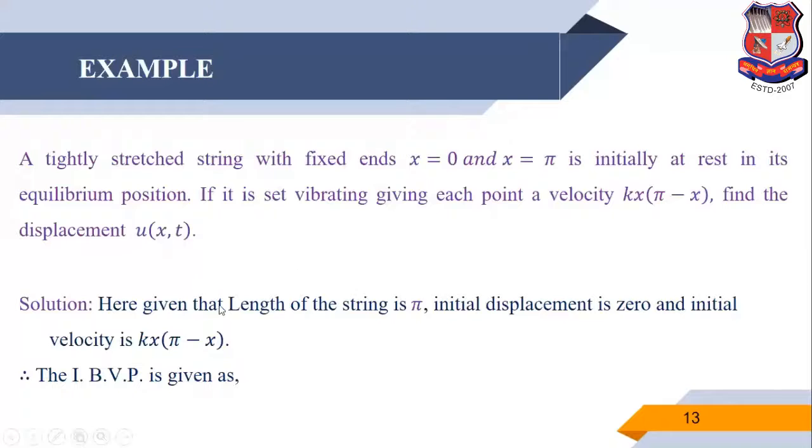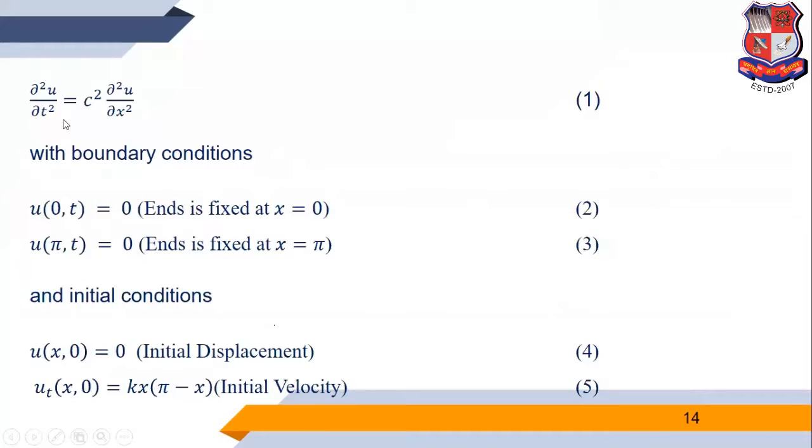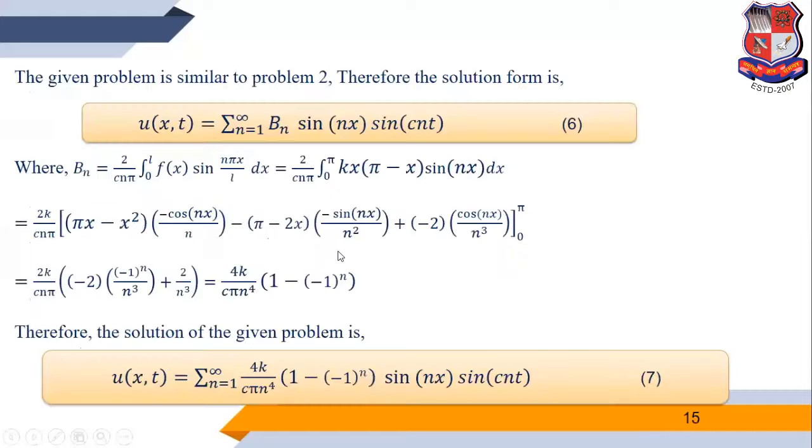So here, given that length L is π, displacement is 0, and velocity is kx(π − x). So the initial boundary value problem is defined as, this is the one-dimensional wave equation. Boundary conditions are similar, only L is replaced with π, and the initial conditions are displacement 0 and velocity kx(π − x). So the given problem is similar to problem 2.